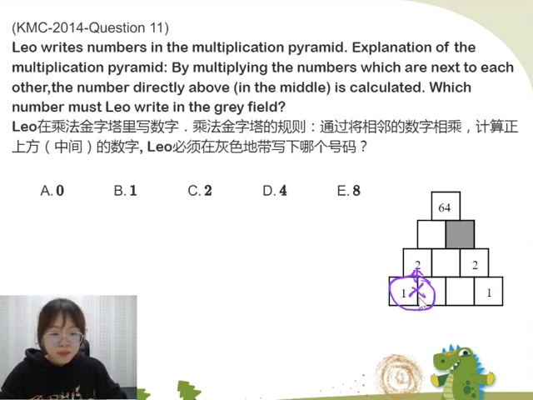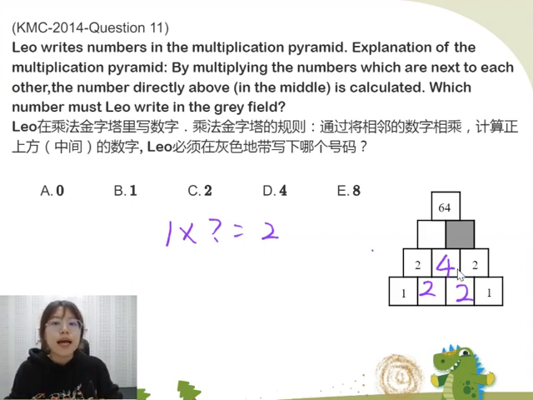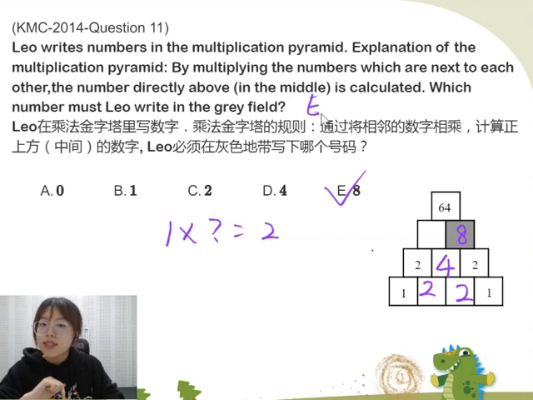Let's see. These two numbers multiply together to give 2. So 1 times what equals 2? Easy, here is 2. What about this one? 2 again. Do you know this one? 4. Very good. And what about this green one? We already know the numbers next to each other at the bottom of the gray one. So 4 times 2 is 8. Answer E, just the 8. This one is so easy.